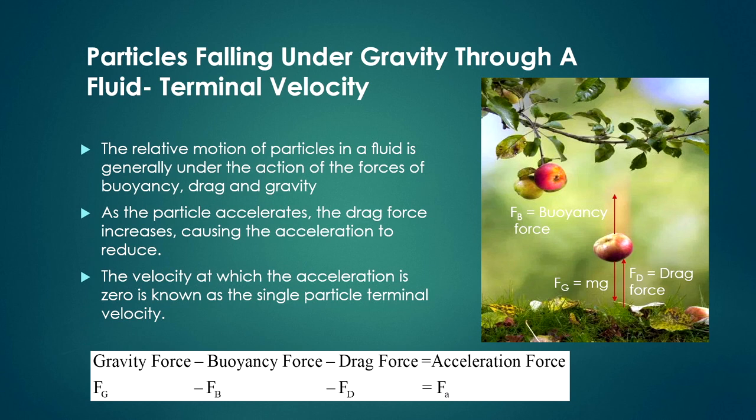So the relative motion of particles in a fluid is generally under the action of the forces of buoyancy, drag and gravity. Whenever a particle falls downward freely, different forces act on that solid particle. One is called the buoyancy force and another is called the drag force, which we have already discussed in the previous lecture, how the drag force acts on a single particle, and then the gravity force. So these three forces act simultaneously there. But whenever the particle gains a steady speed, these three forces will be balanced with each other.